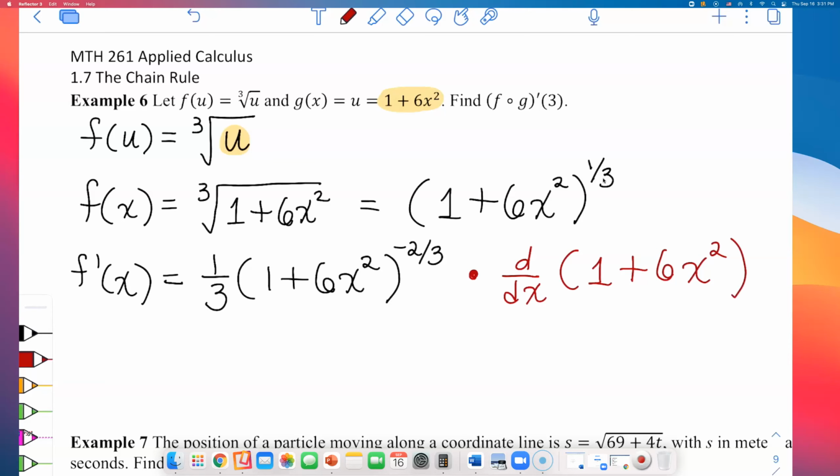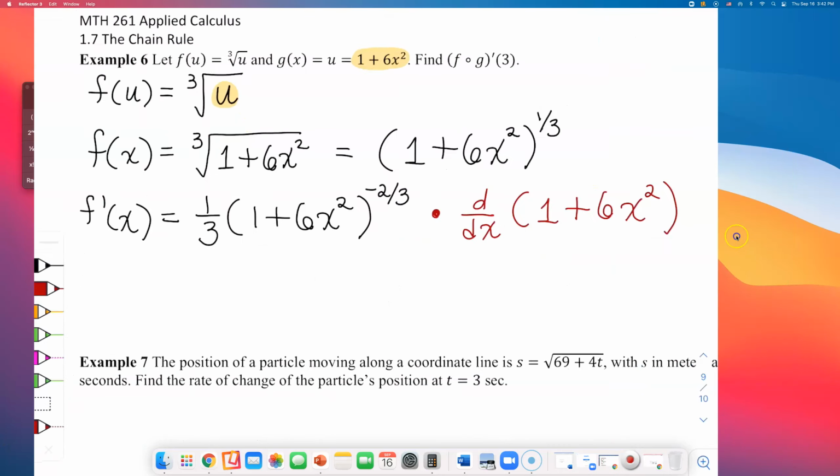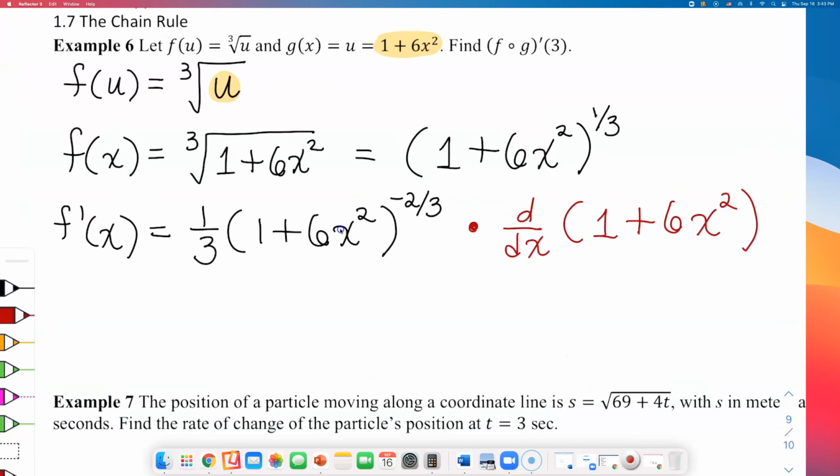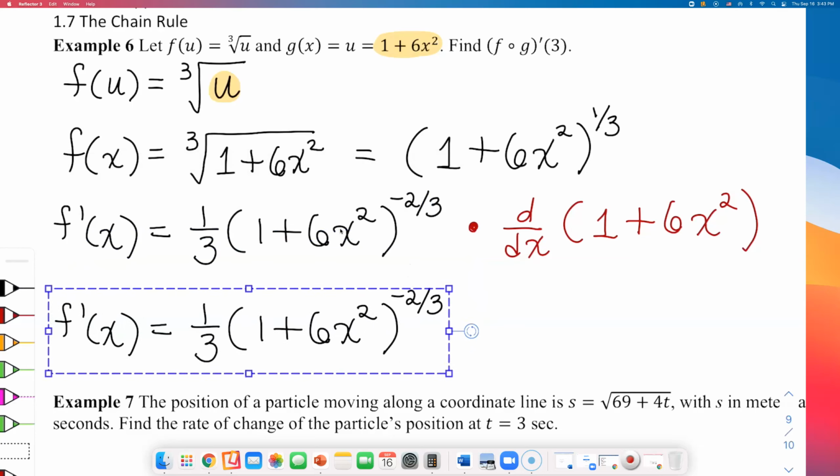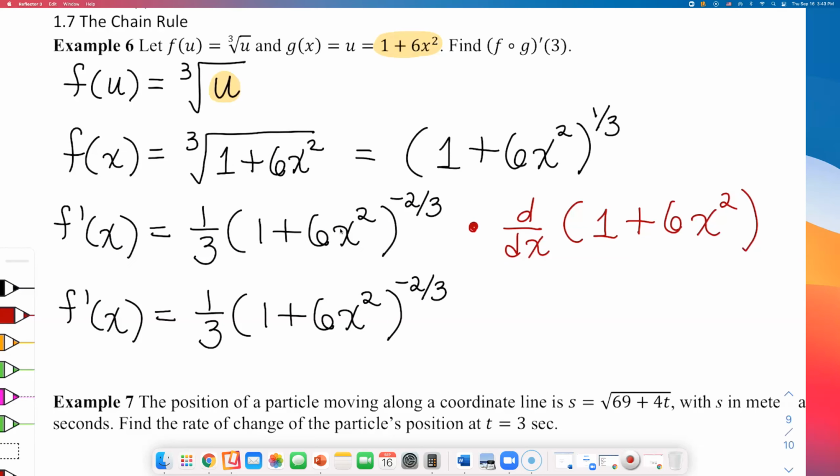All right, give me just 1 second. All right, I came back to finish this. So the black part is already done. I just need to work with the red part. So let me duplicate this down here and find the derivative of 1 plus 6x squared. What will that be? That will be 12x.